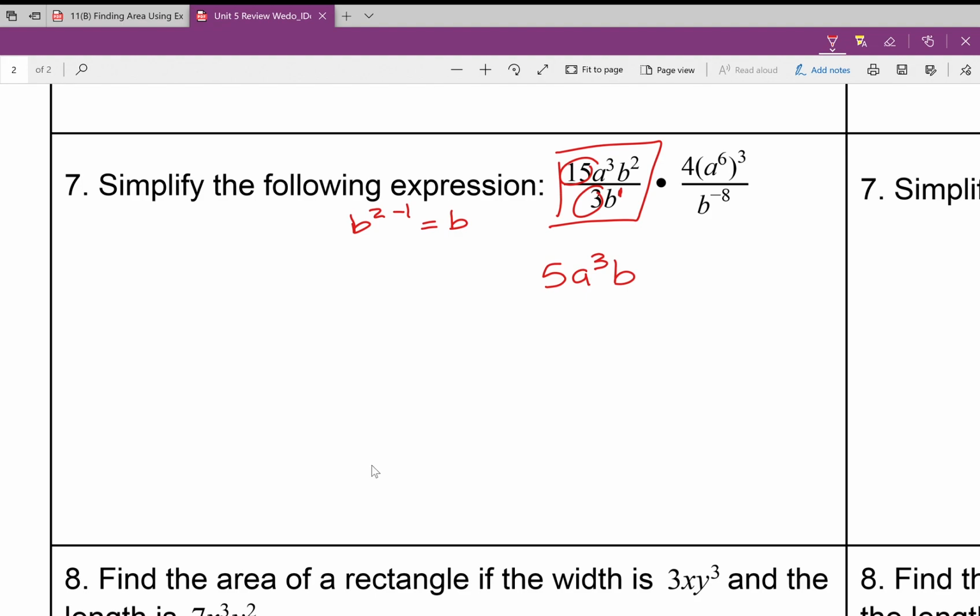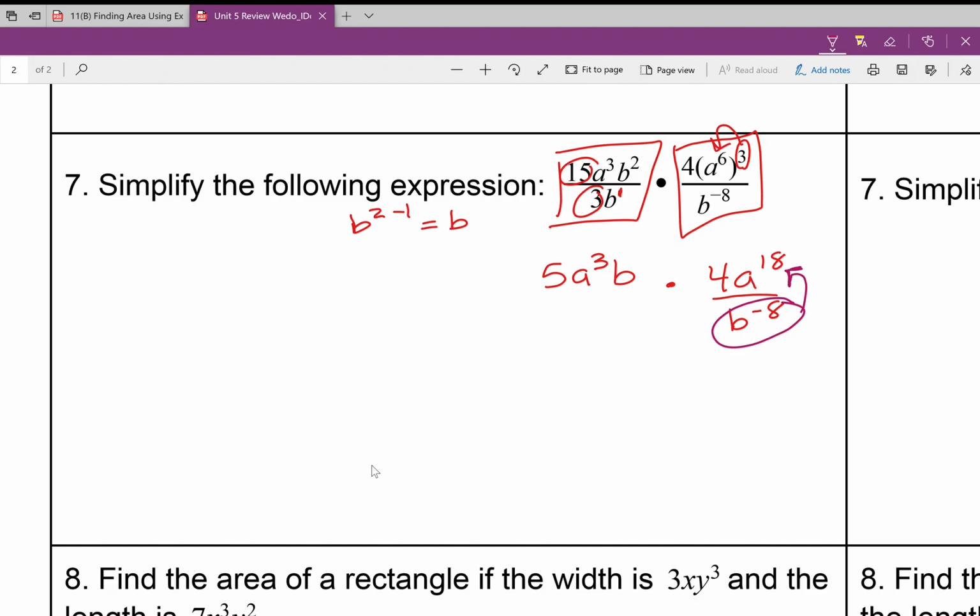Okay, now let's look at this one. So this one I can simplify by first doing the power to the power. So this becomes 4a to the 18 over b to the negative 8. So this is my answer so far. But in order to make it even simpler, since I have a negative 8 on the bottom right here, I can move it to the top. So all I'm dealing with is a multiplication problem.